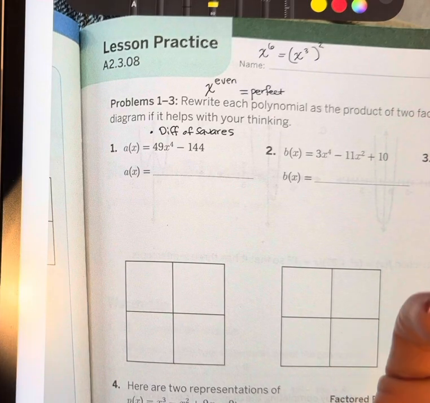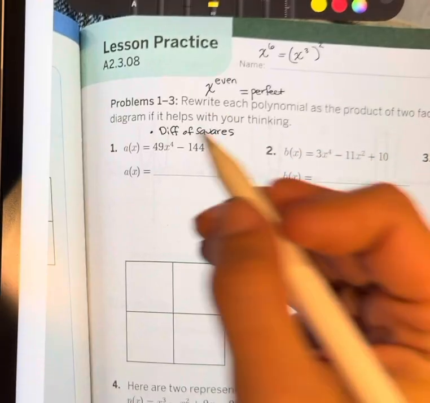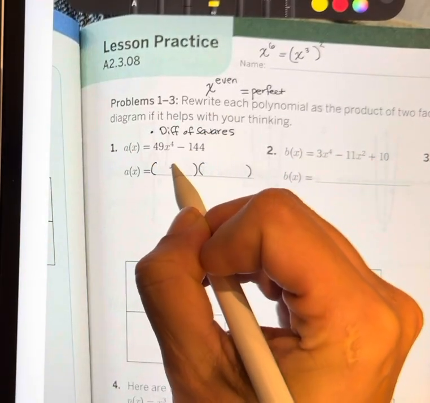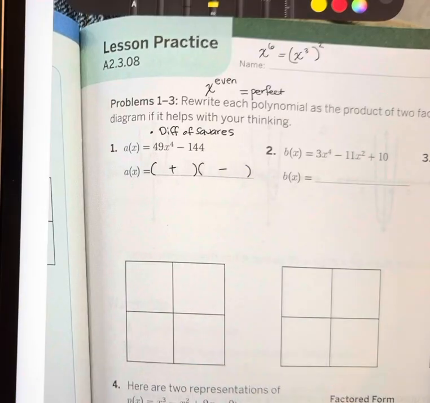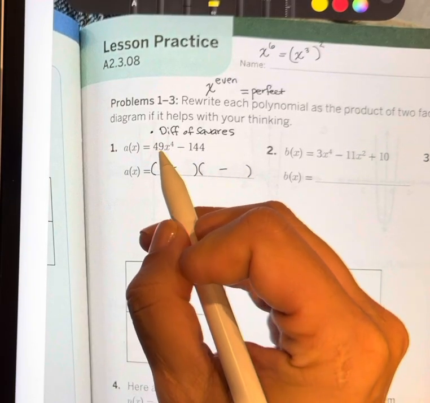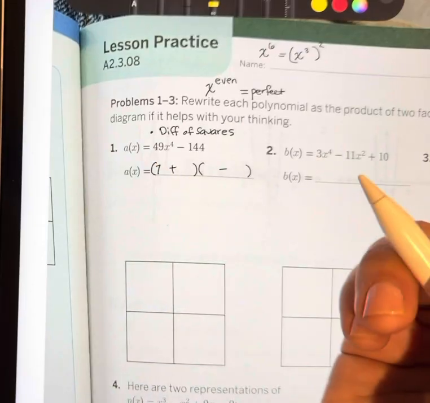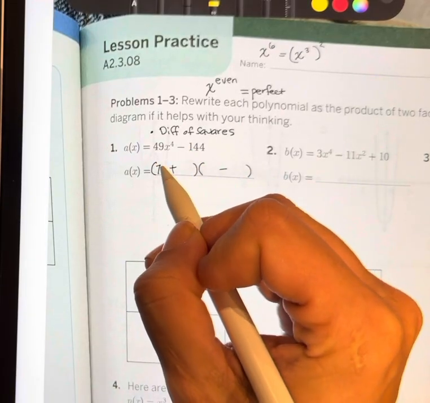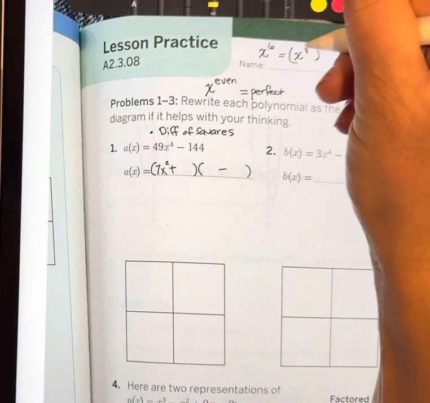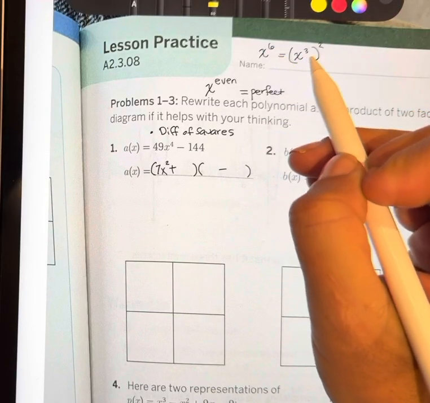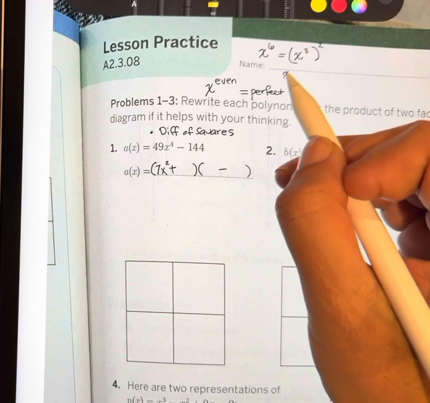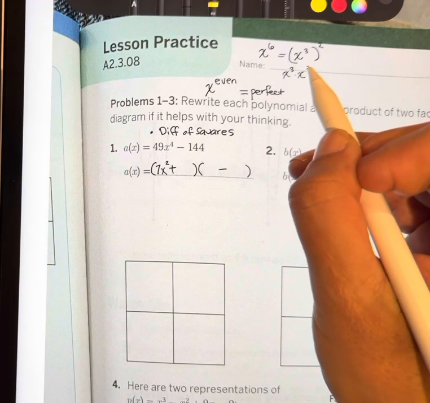All right, here we go. All you got to do for difference of squares is make me two sets of parentheses. Put a plus sign in one and a minus sign in the other. And then you're just going to square root everybody. Square root of 49, 7. Square root of x to the fourth, x to the second. Divide the exponent by 2. See what happened with 6? The square root of x to the 6th is x to the third, because it's x to the third times x to the third.